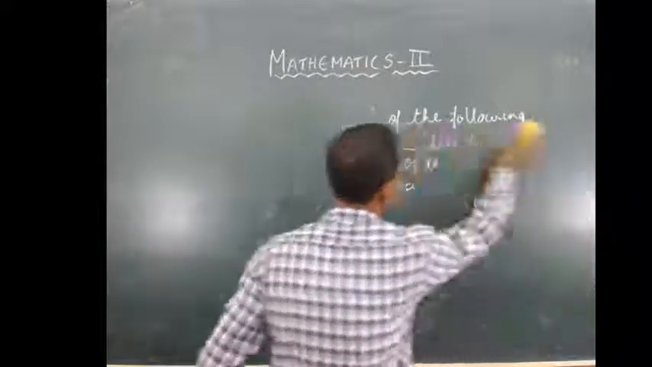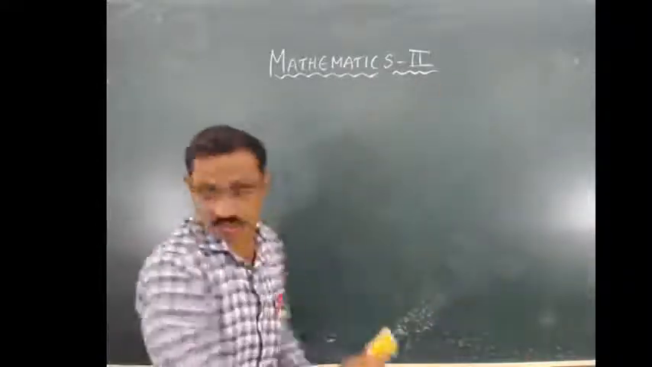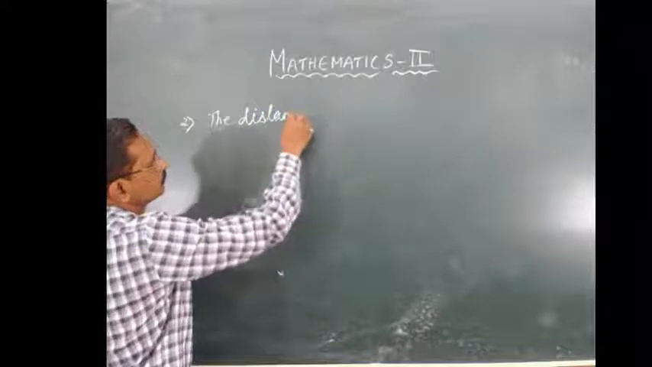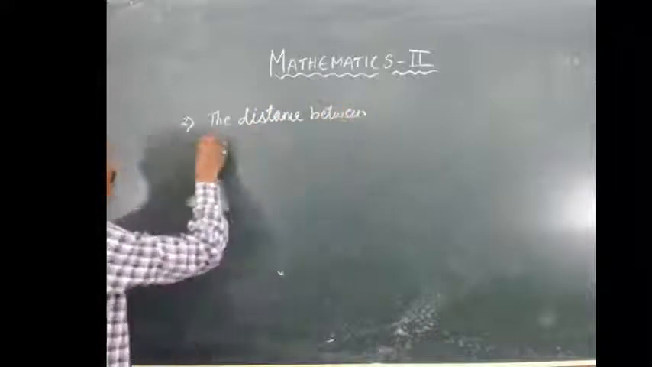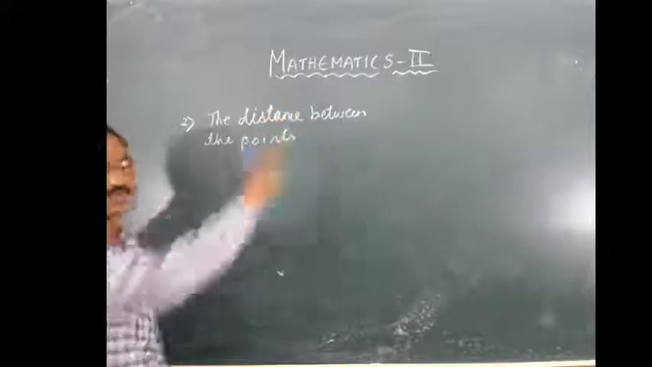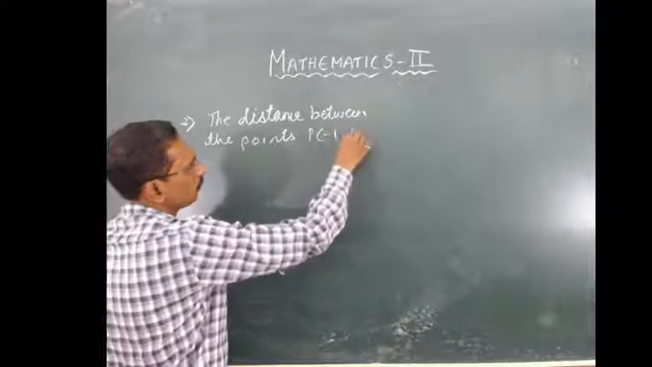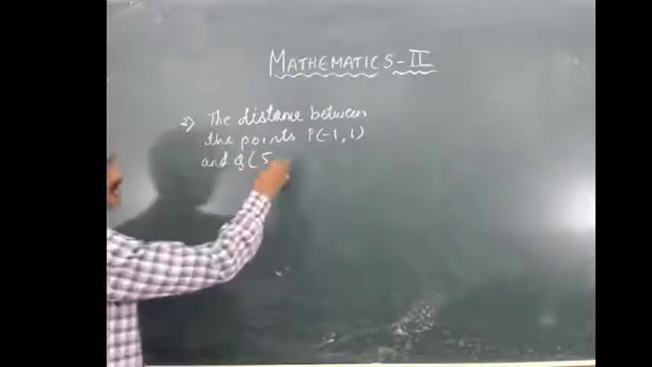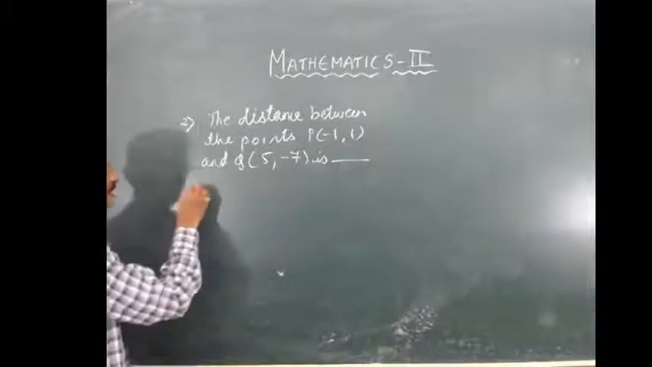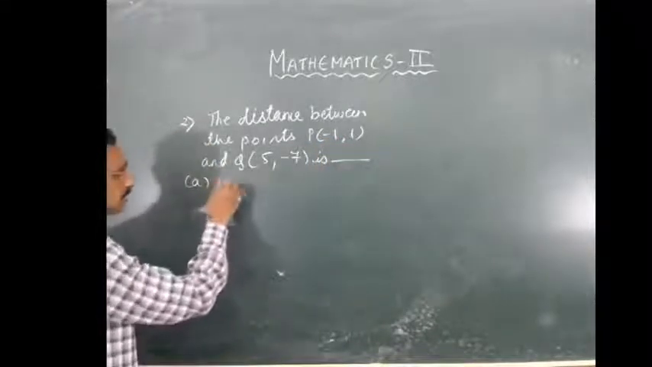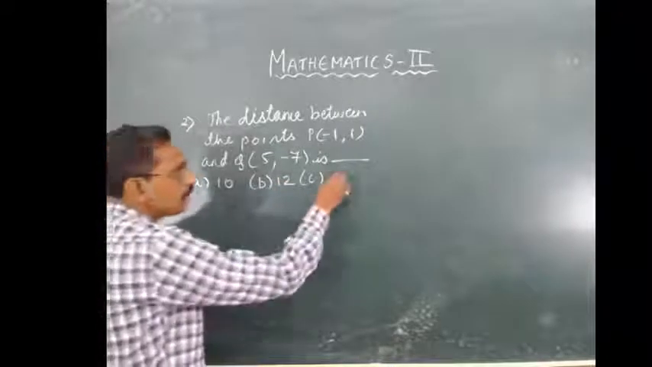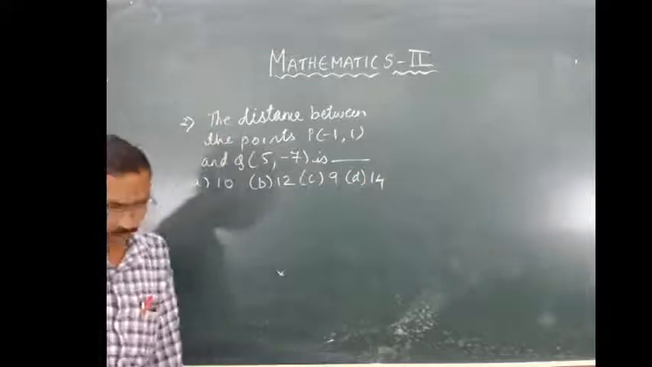What does the next question say? We have 4 options for this question too. The distance between the points P minus 1, comma 1 and Q 5, comma minus 7 is: option A is 10, option B is 12, option C is 9, and option D is 14.